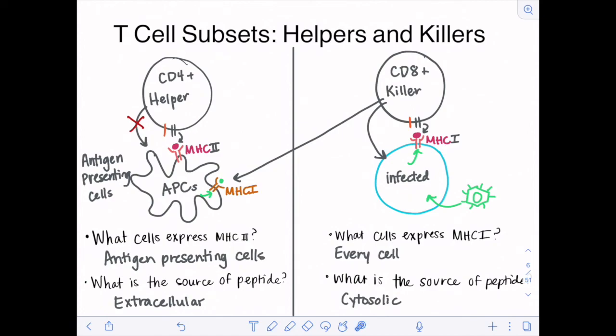So just to reiterate, it's really important to remember that CD4 positive T cells are going to recognize MHC2 on antigen presenting cells, and they're going to help other parts of the immune system to have a better immune response. CD8 positive T cells are going to recognize MHC1 that's expressed on every cell in the body, and that will present peptide when it is infected.